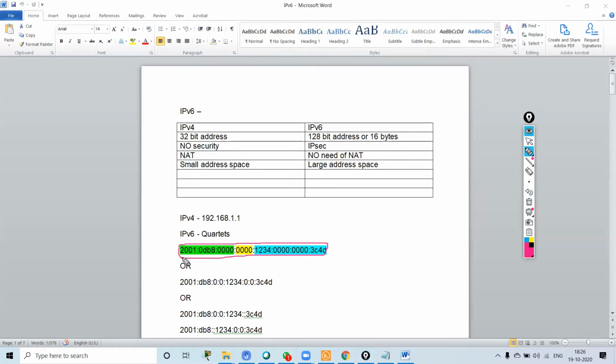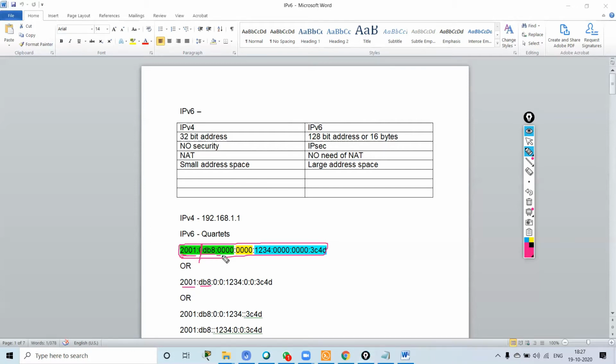Now this is a long address. We can shorten this address. How can we shorten it? There is a rule: wherever there is a preceding 0 in a quartet, like this quartet which starts with 0, you can just remove this 0 and write it in this way. You cannot change this quartet. You have to write it in this way only.